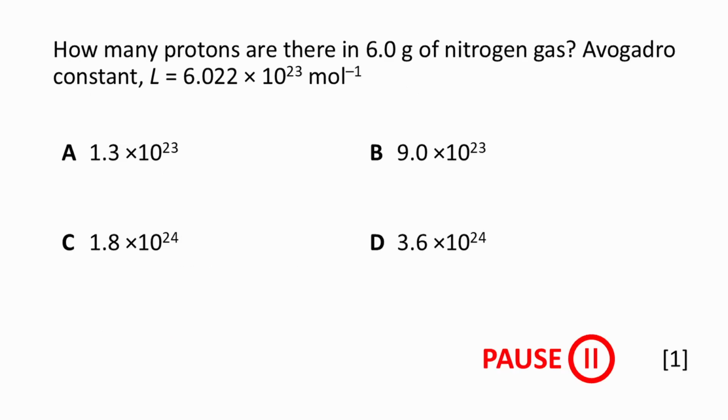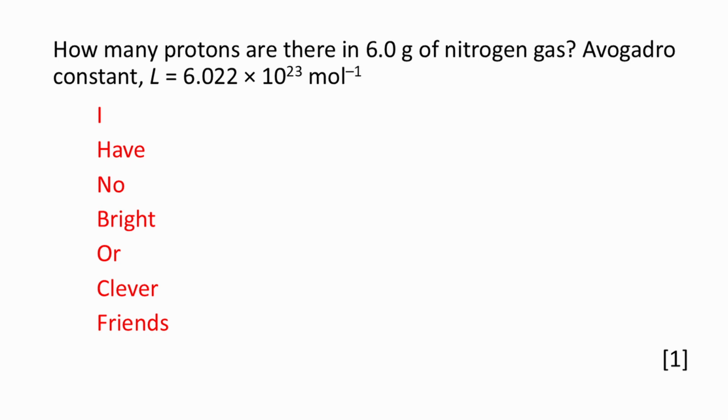Here's the question. How many protons are there in 6.0 grams of nitrogen gas? Avogadro's constant, L, is equal to 6.022 times 10 to the 23 per mole, and we're given a choice of 4 options. To find the molar mass of nitrogen gas, we need to know the formula for nitrogen.